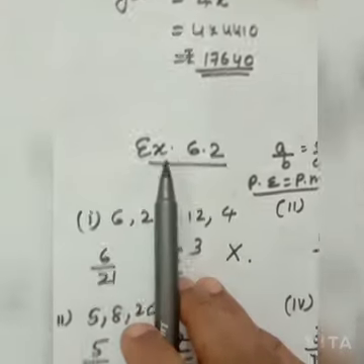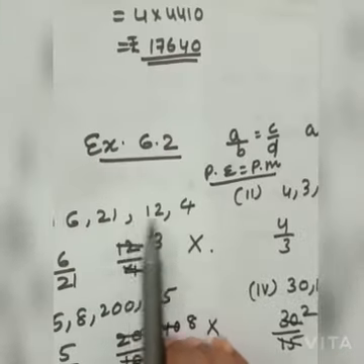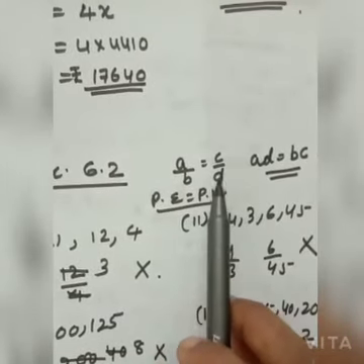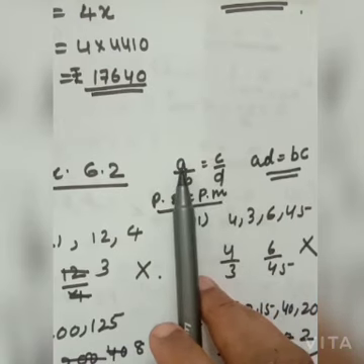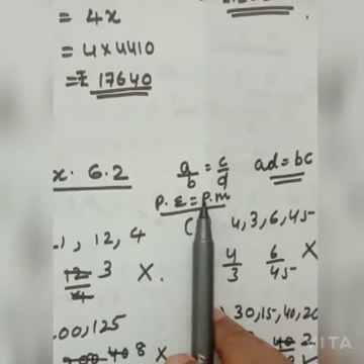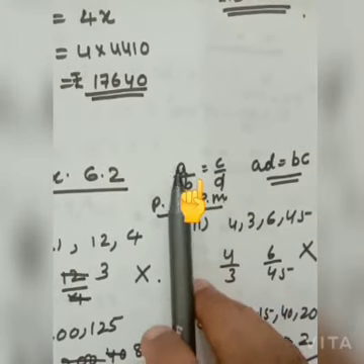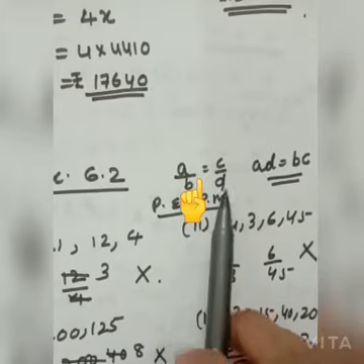Now we can see exercise 6.2. A by B equals C by D. Then what you have to do? Check it: AD equals BC. That is product of extremes equals product of means. Another way is you can check it by cutting also: A by B equals C by D.